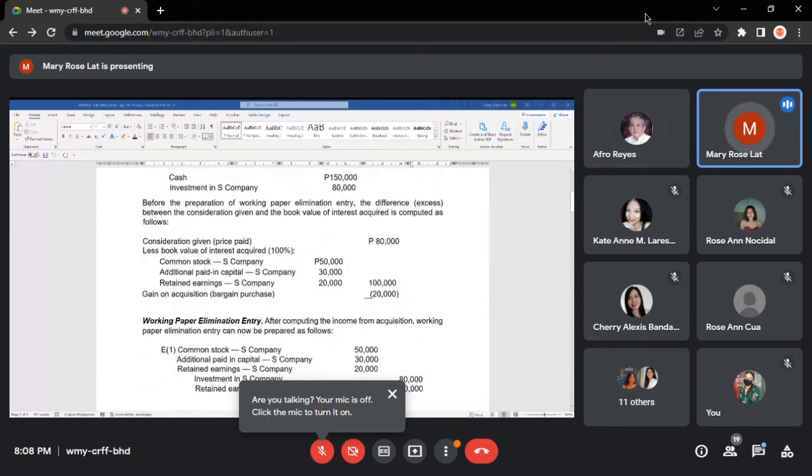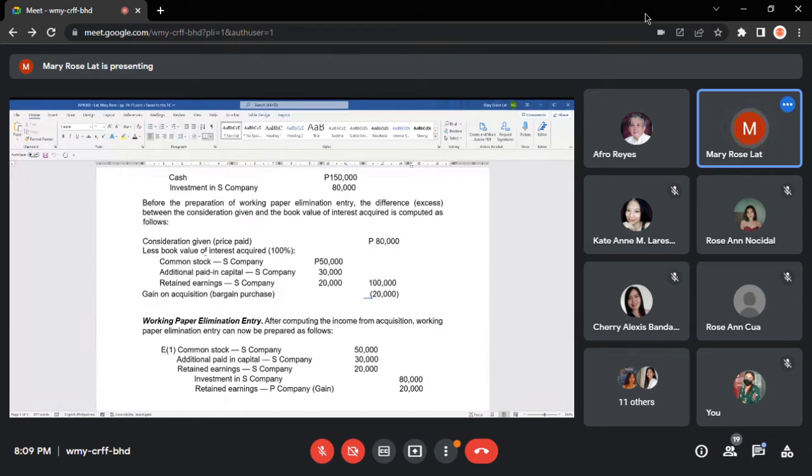Before the preparation of working paper elimination entry, the difference or excess between the consideration given and the book value of interest acquired is computed as follows. Consideration given price 80,000 less book value of interest acquired 100%: common stock of S Company 50,000, additional paid in capital S Company 30,000, retained earnings S Company 20,000, with a total of 100,000. Gain on acquisition, bargain purchase, is negative 20,000.